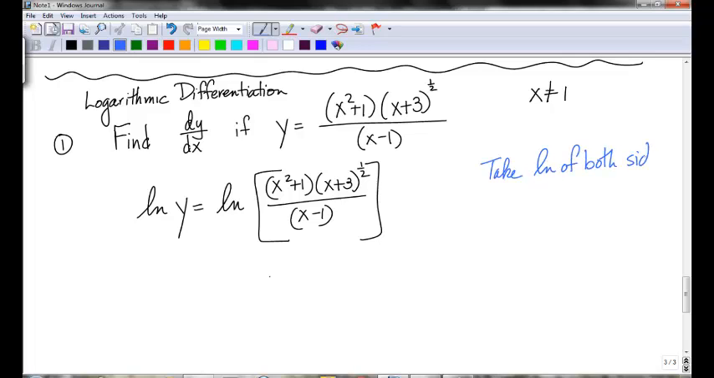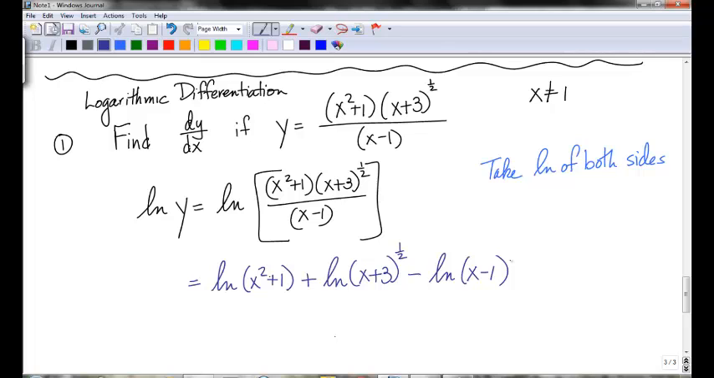That just gets the problem started. Okay. Now you apply the laws of logarithms. If I am multiplying these two quantities, what do I do with their logarithms? Add them. So I need the natural log of x squared plus 1 plus the natural log of x plus 3 to the 1/2 power. If I'm dividing by the x minus 1, I have to subtract the logarithm. So subtract the natural log of x minus 1.